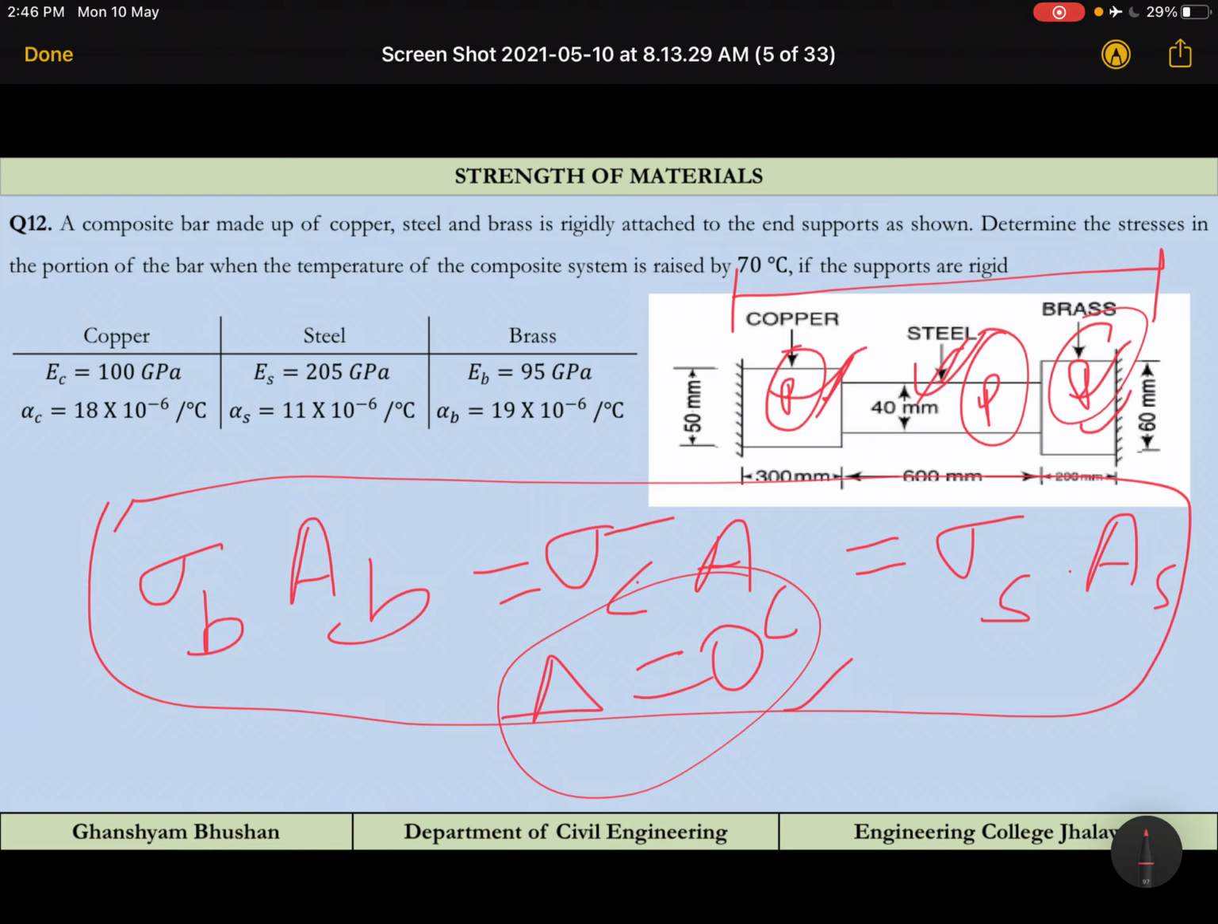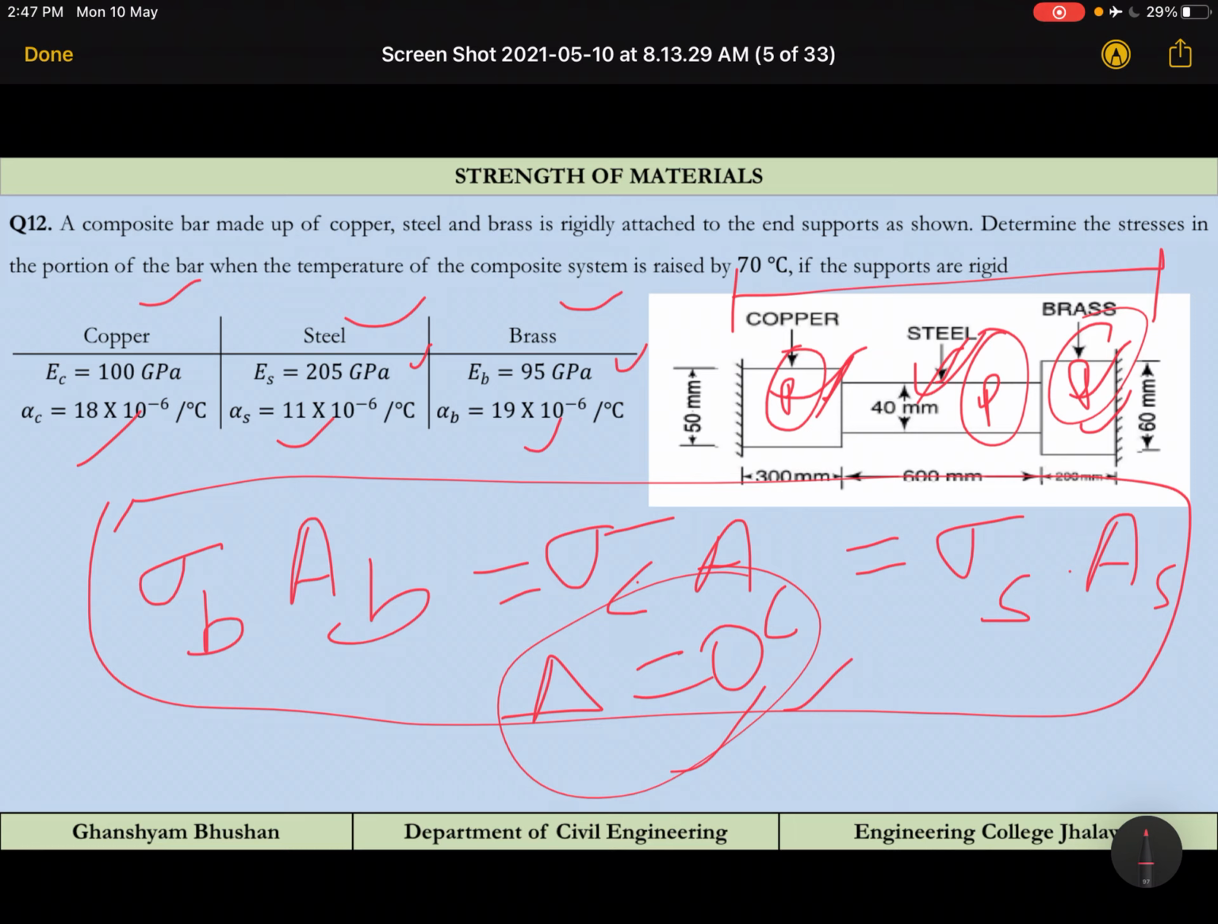So the ends are fixed, so delta will be 0. Also there is no external load, so the load will be the same, but the stresses will be different due to different cross-section areas. So these are some properties which are going to be used in the question. Copper E_C is given, alpha_C is given, steel E is given, alpha is given, and brass E is given and alpha is given.